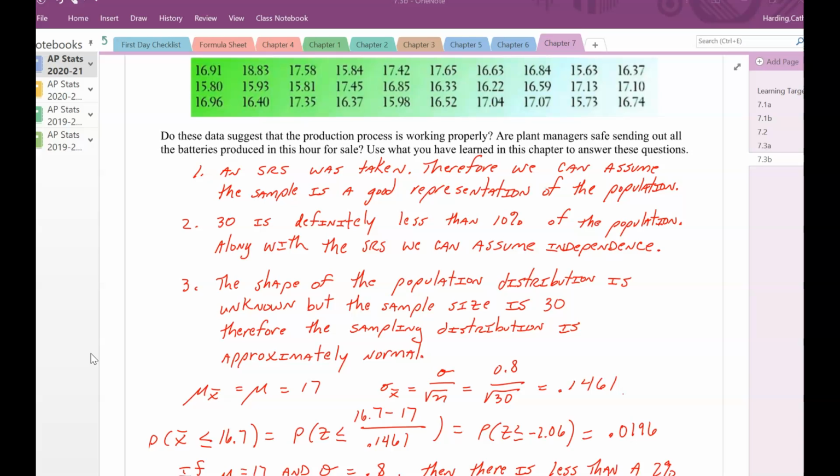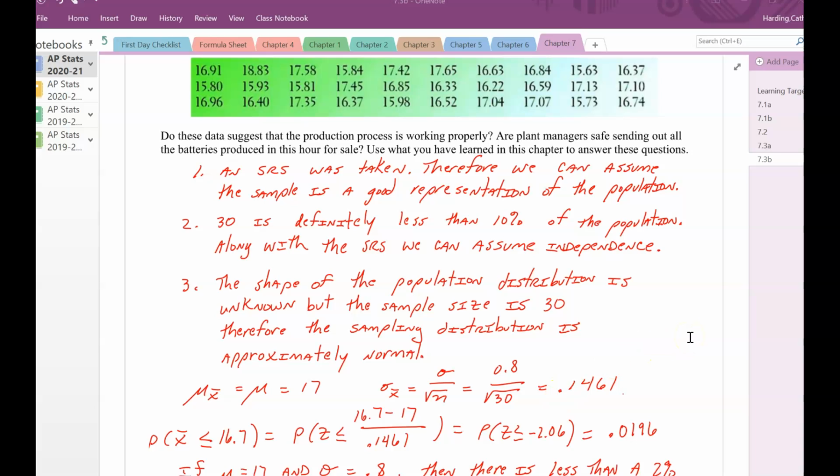And then the normality condition, condition number 3. The shape of the population distribution is unknown. We don't know what that looks like. But because the sample size is 30, we're going to proceed assuming that the sampling distribution is approximately normal. So with the conditions met, we can find the mean and standard deviation of the sampling distribution. The mean is the mean of the population, 17. And here's the calculation for the standard deviation of the sampling distribution.